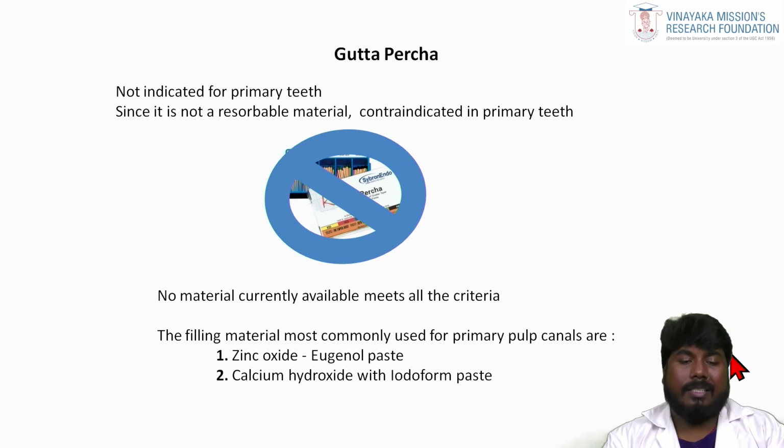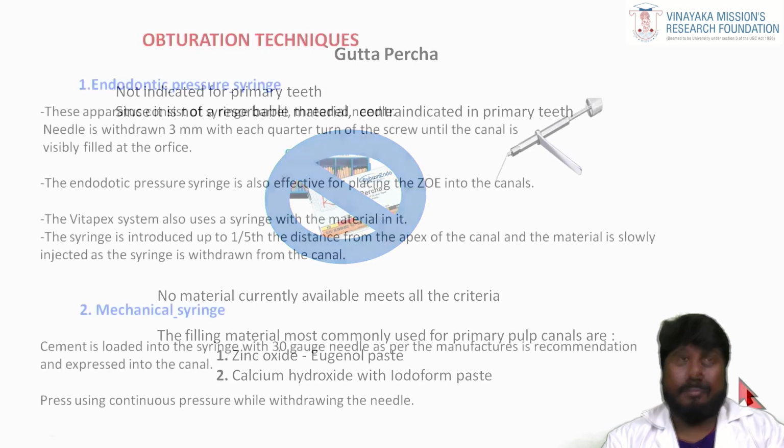Gutta-percha is not indicated in primary teeth since it does not have the resorbable property. It is contraindicated in primary teeth, so don't use gutta-percha in a primary tooth. But in one scenario we can use it: congenitally missing permanent tooth. If we want to restore the primary tooth in that case, we can use gutta-percha. But in normal cases, gutta-percha is contraindicated. No material currently available meets all the criteria, but commonly used materials are zinc oxide eugenol and calcium hydroxide with iodoform paste. The obturating technique.